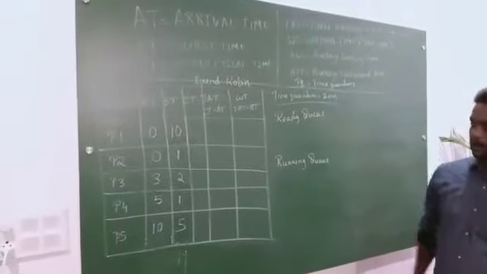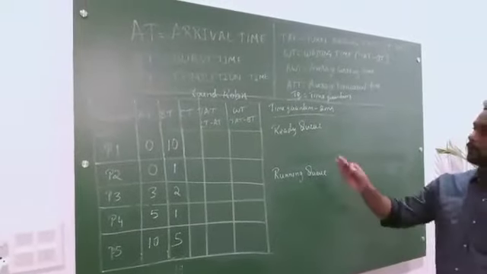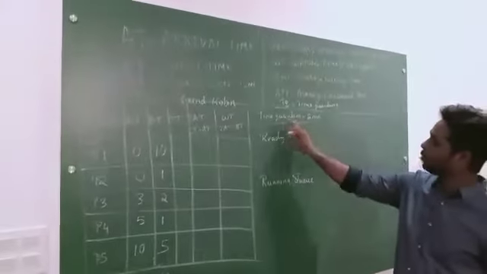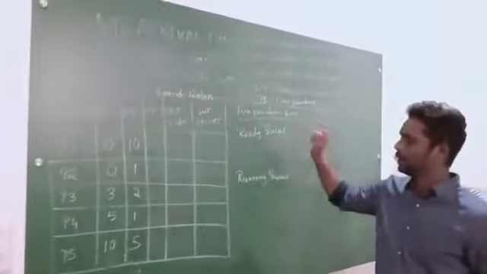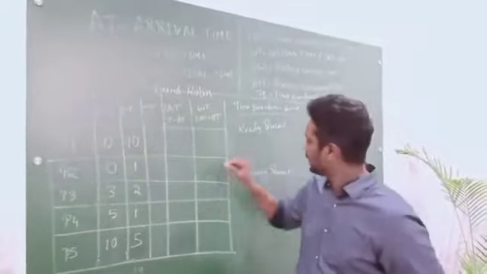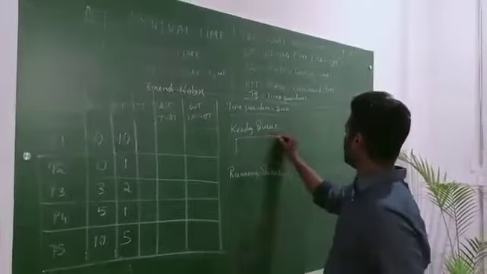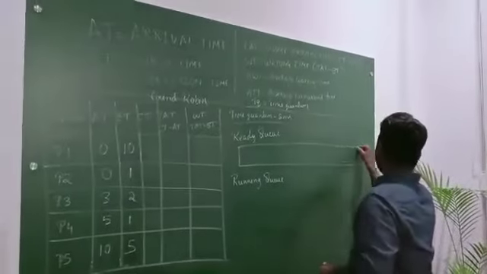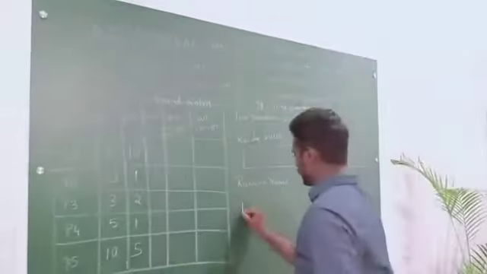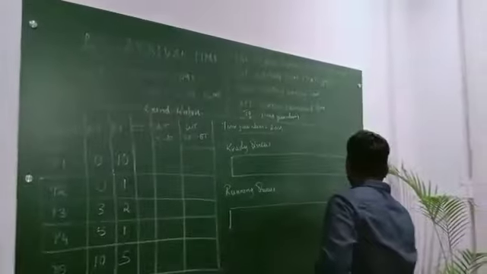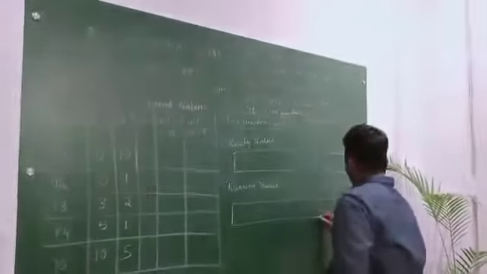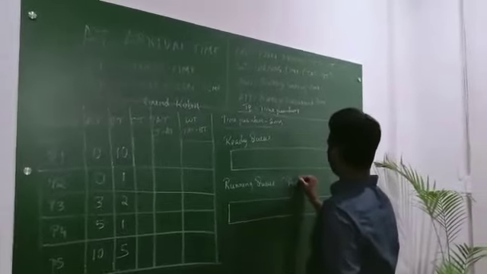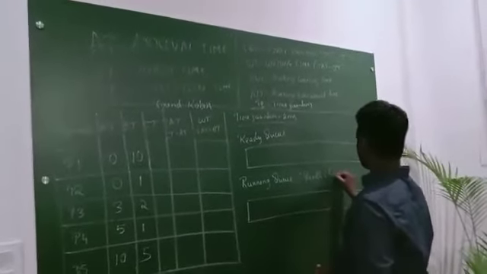I'll take one more example for the round robin scheduling algorithm, and I've given the time quantum as 2 milliseconds. First and foremost, I'll write the ready queue, in order to know the order of execution, and this is your running queue. Whenever they give arrival time, only then can you use this ready queue. Running queue is nothing but your Gantt chart.